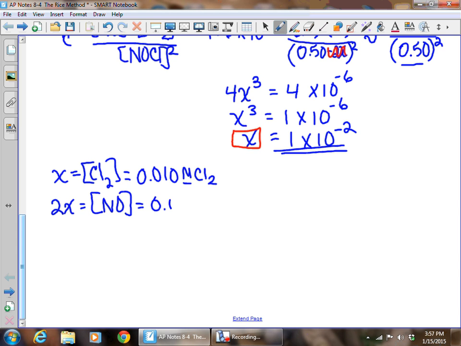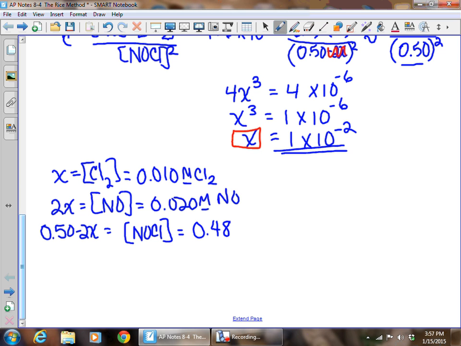And that's going to be 0.02 molar. And then our 0.50 minus 2x is our value for the concentration of NaCl. If you look back up at the table, you can see that. And when you subtract that out, you get 0.48 molar NaCl. So those are our concentrations of each of our substances.